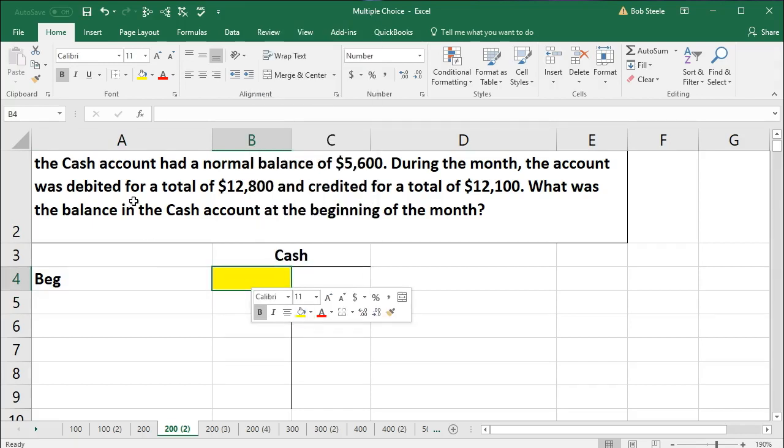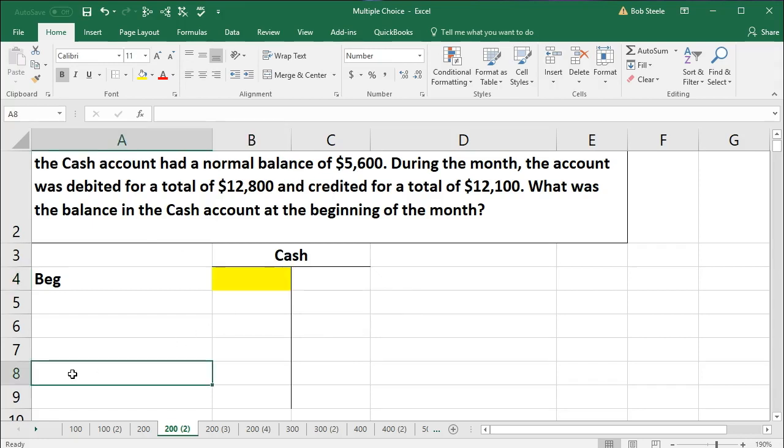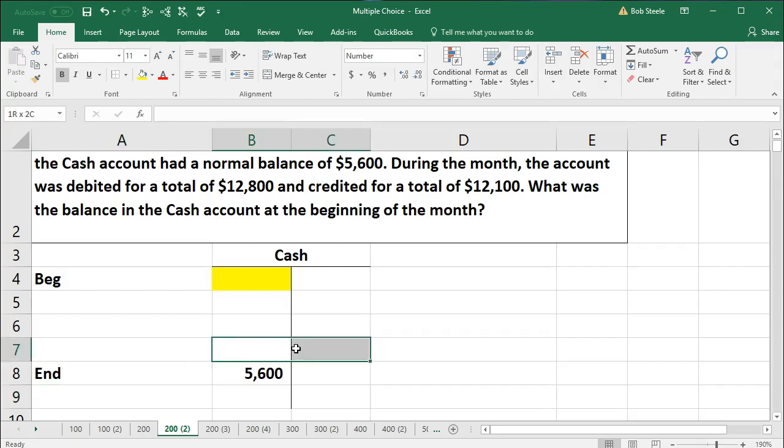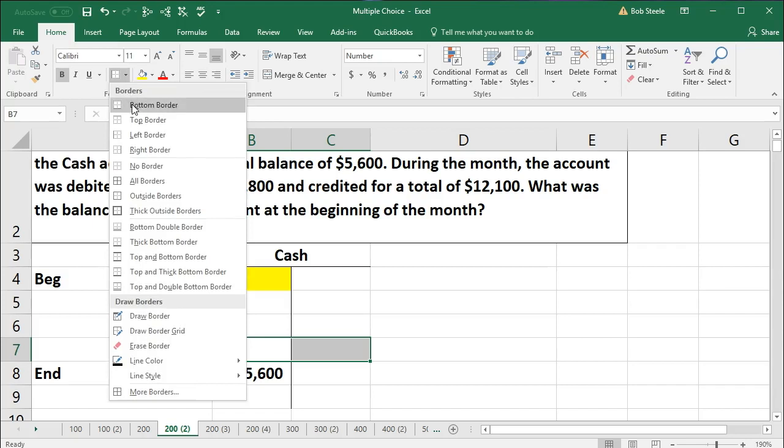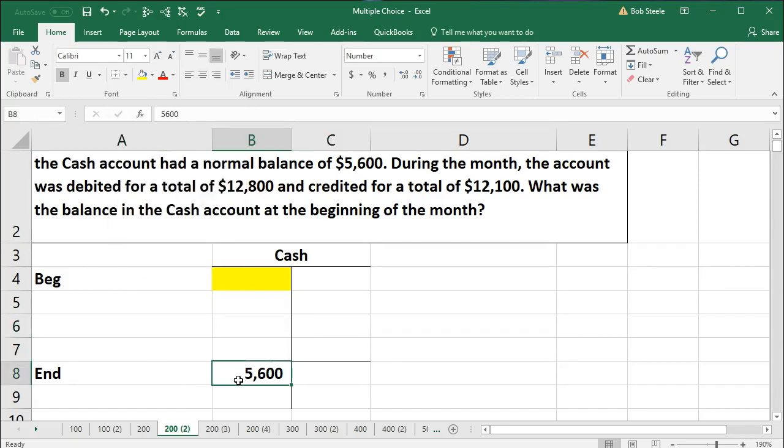Therefore, the cash account had a normal balance of $5,600. We have to assume that that's the ending balance. So that's what we're going to end up with right there. It's going to be a debit normal balance. We just have to memorize that cash accounts have normal debit balances. I'm going to draw a line above that because that's where we want to end. I'm going to do that by going to the Home tab font, and we're going to underline the bottom. So that's where we're going to end at.